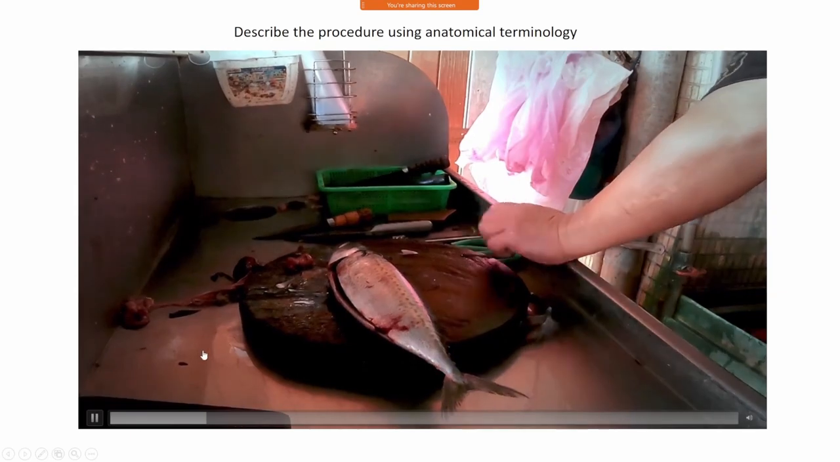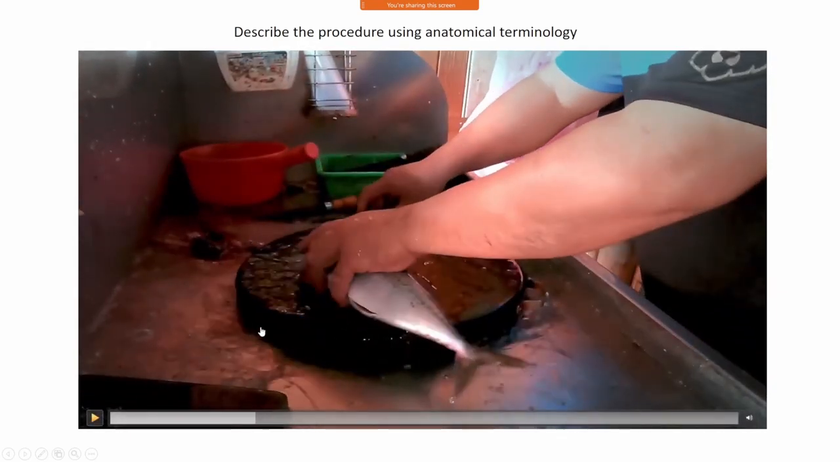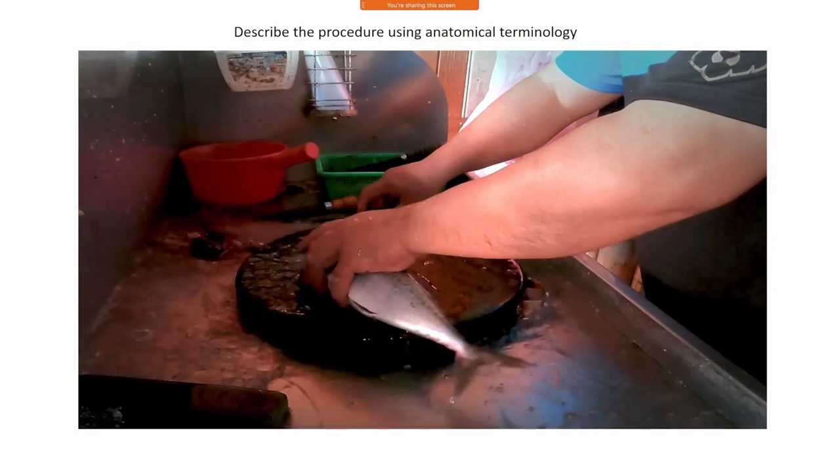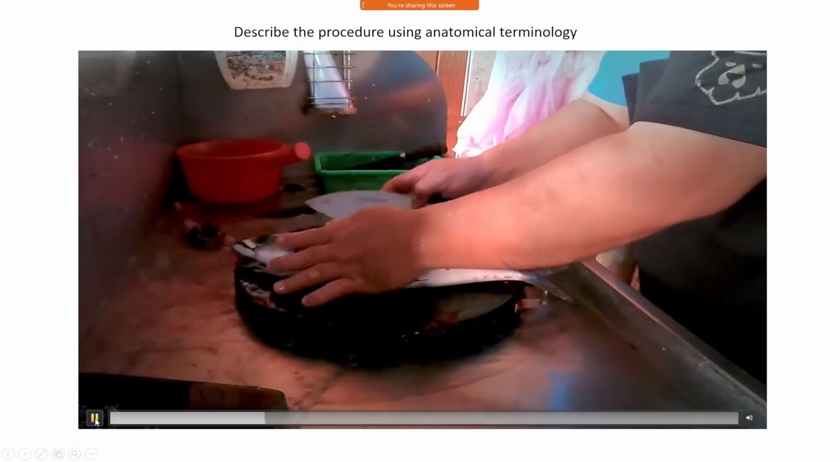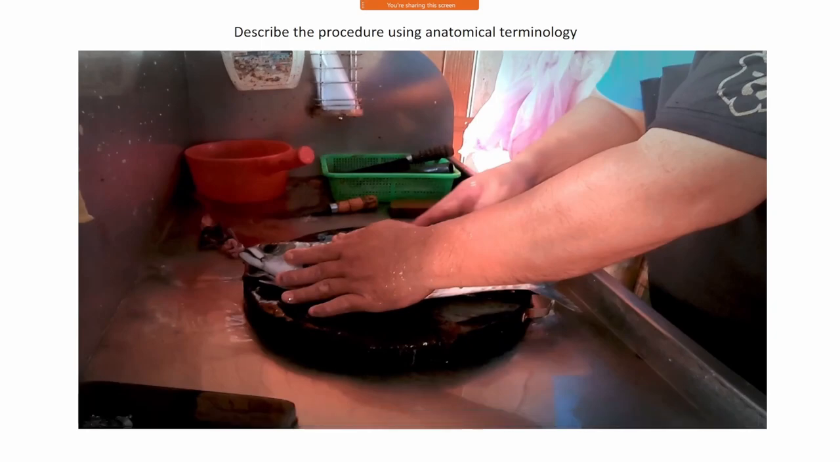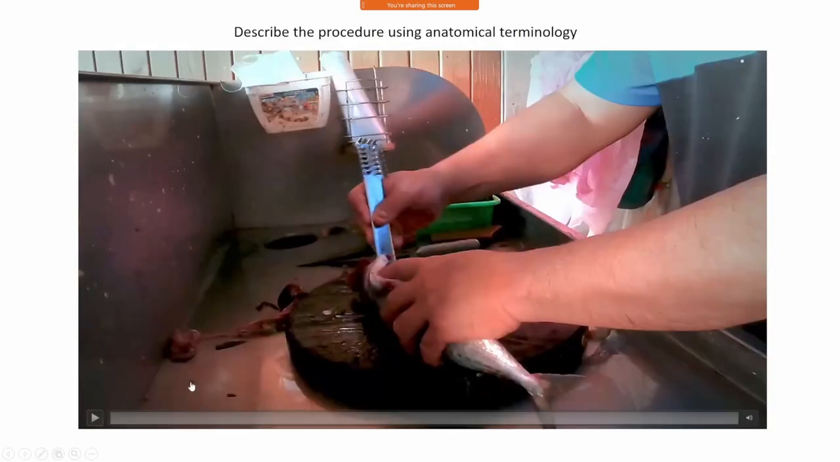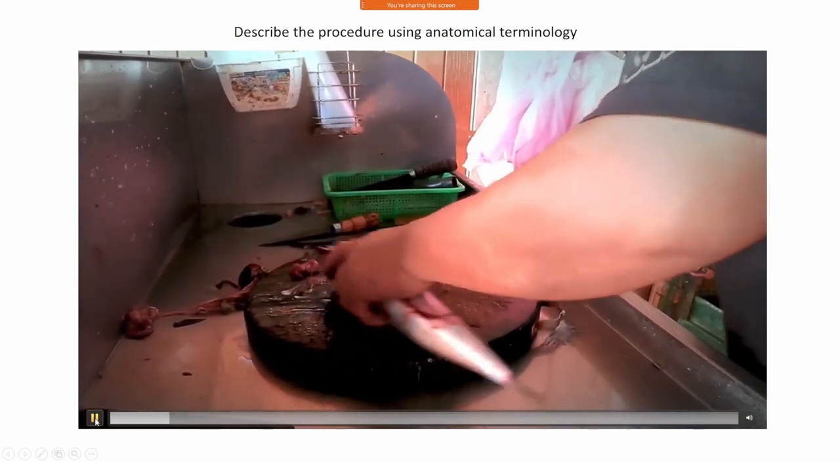Cleaning the fish from the ventral side? Something like this. He opened the ventral side of the fish body and cleaned it. And now he did a sagittal section. I think we cannot see this from this direction, but the ventral side is already open and cleaned up.